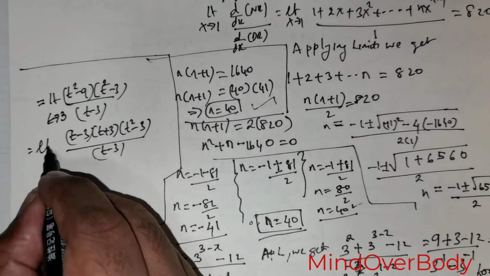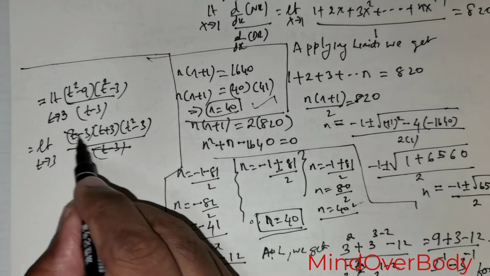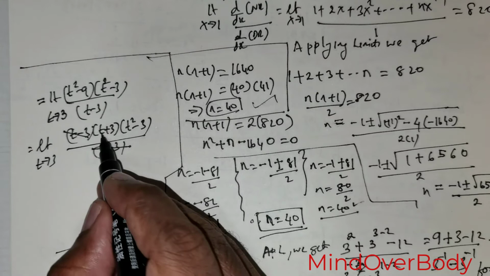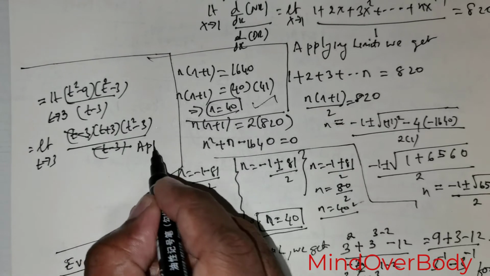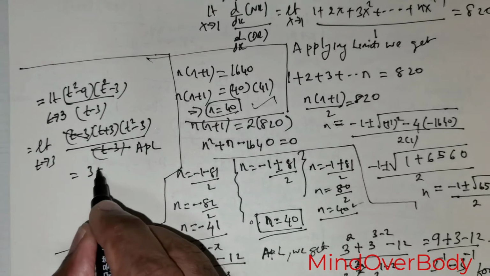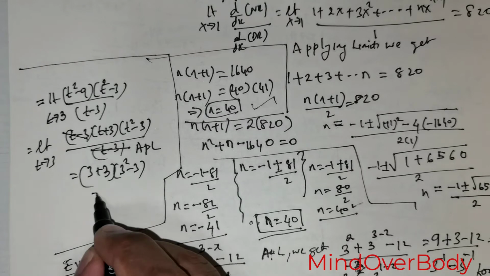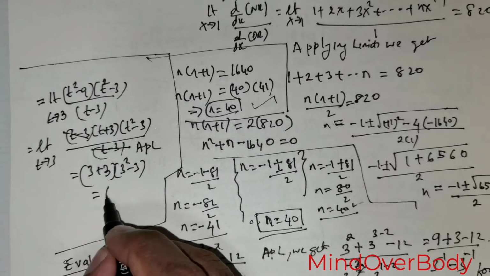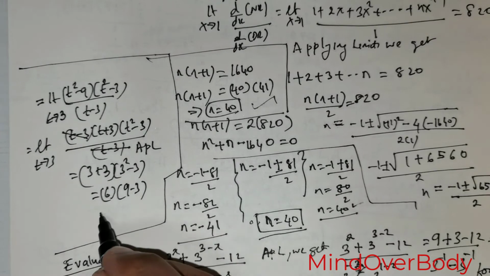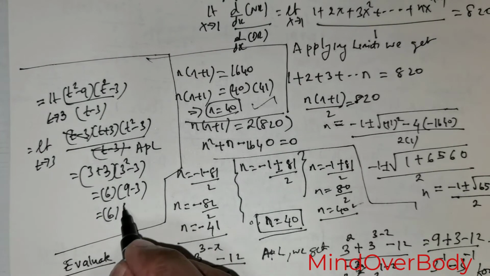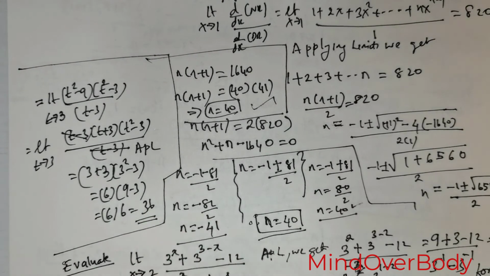Of course the limit is t tending to 3. Now t negative 3 and t negative 3 can be cancelled, giving me (t positive 3) times (t squared negative 3). Now if I were to apply the limits, this is going to be (3 positive 3) times (3 squared negative 3), which is equal to, 3 positive 3 would give me 6, and this is going to be 9 negative 3, which is 6. 6 times 6 is 36. So this is the solution.